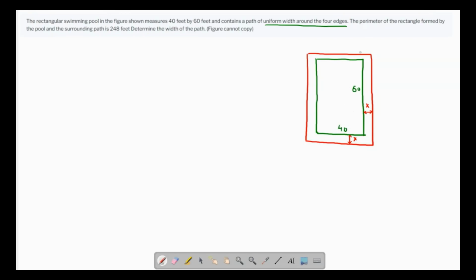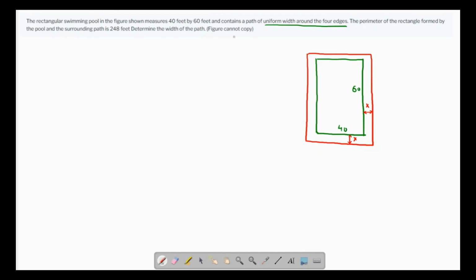So the perimeter of the rectangle formed by the pool and the surrounding path is 248 feet. Then we have to determine what is the width of the path. So the perimeter of the rectangle formed by the pool and the surrounding path. So they are talking about the one which is in red.